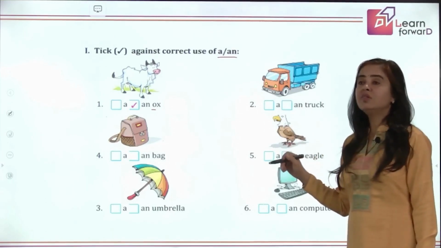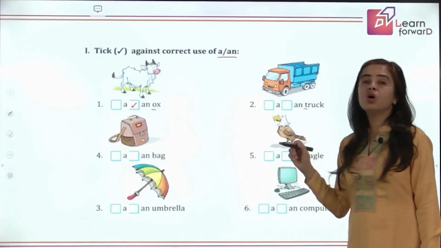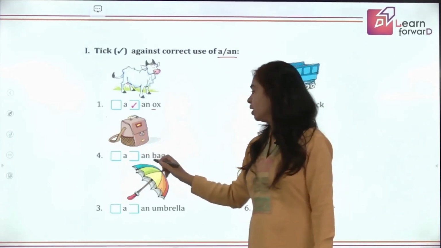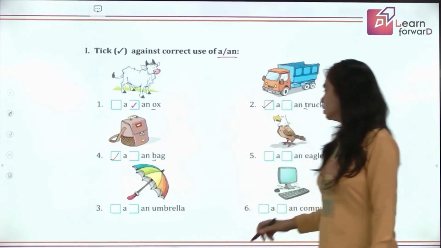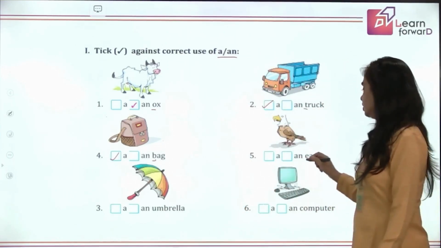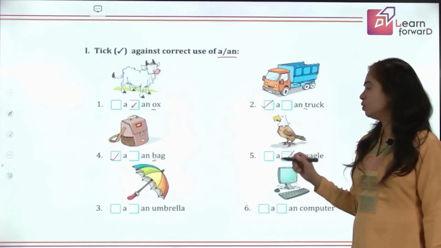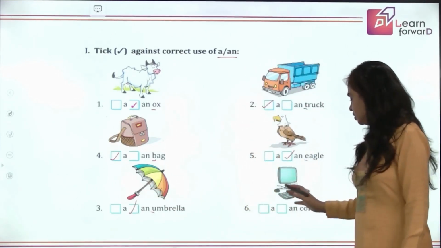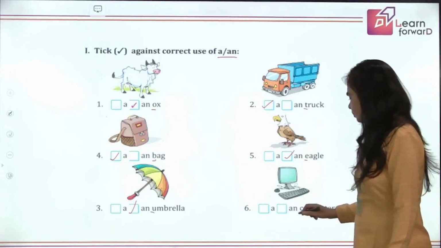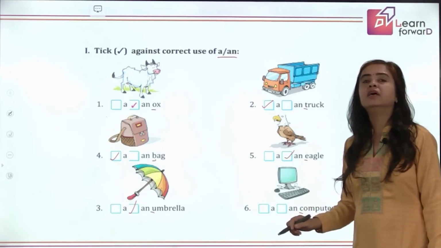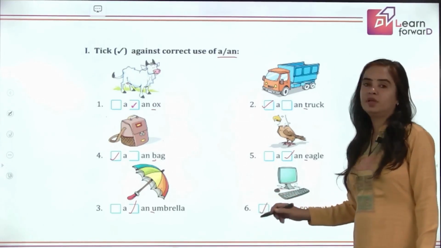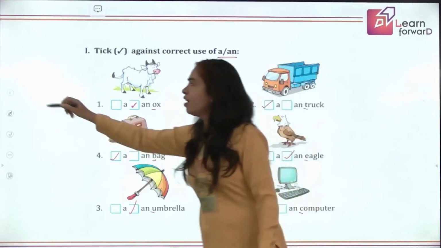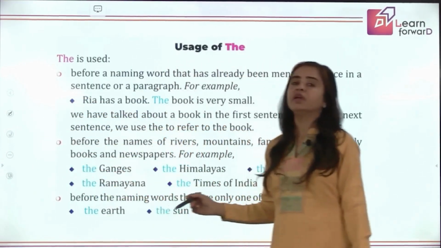This is truck. So your sound is a consonant sound. Yes, good. We'll be using a before it. Bag, again a consonant sound. Good. This is eagle. This is a vowel sound. So we'll be using an. Umbrella is again a vowel sound. So an. This is computer. Is it a vowel or consonant? It's a consonant. So we'll be using a here. Yes. Let's move ahead. I hope you have understood this difference now between the vowel and consonant sounds.